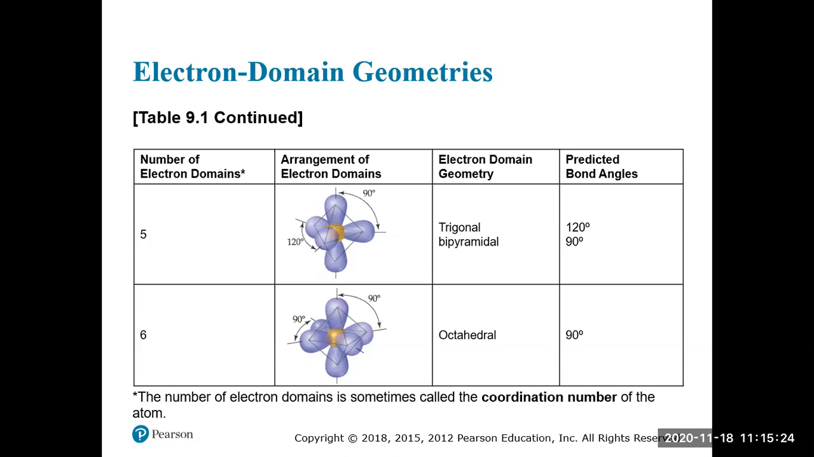The other thing I mentioned is that we'll use the terminology of electron domains to describe this, but sometimes you will see it called coordination number. The coordination number of the central atom is the same term as electron domains for the central atom. But for our purposes, we'll stick with electron domains.